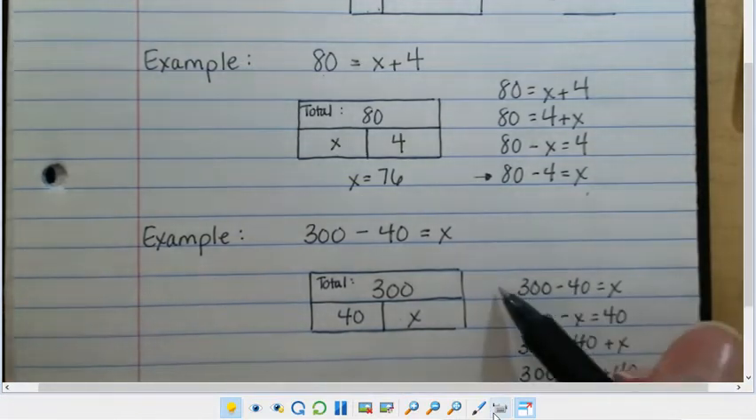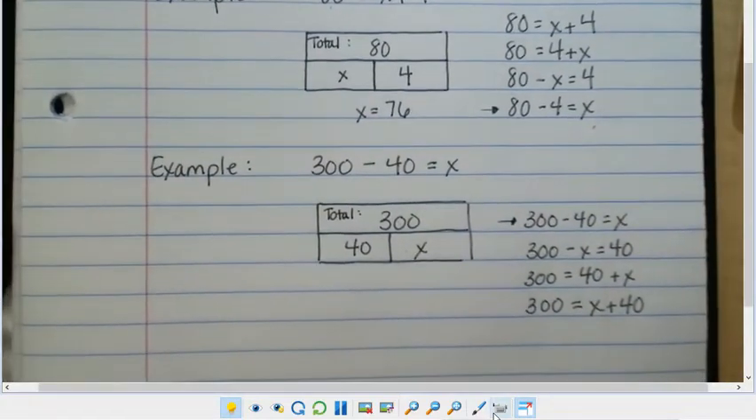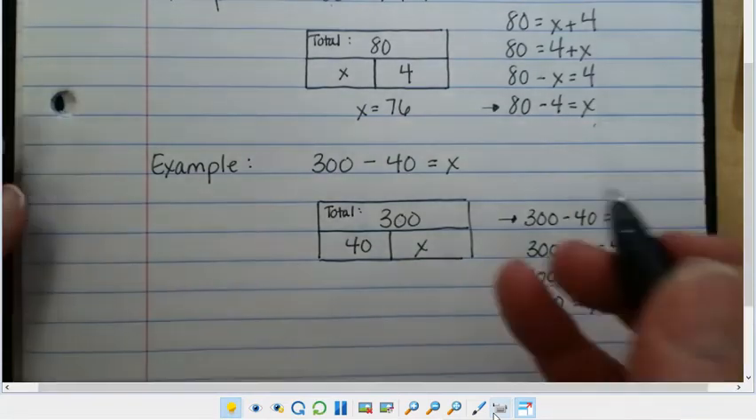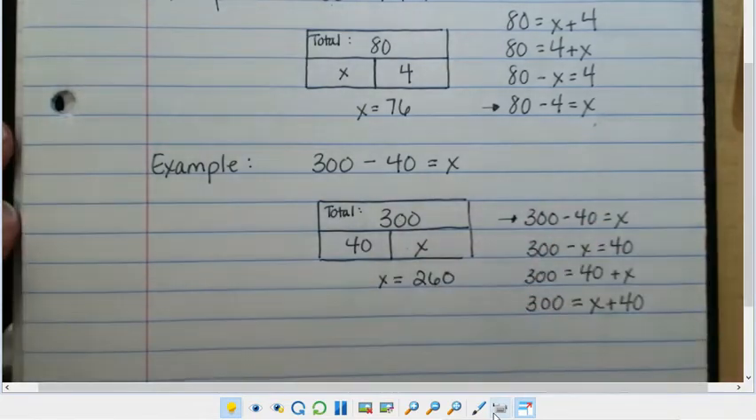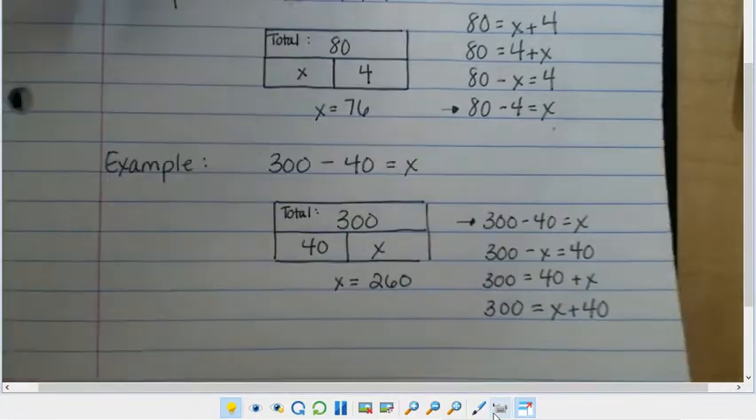Now, the first equation they actually gave me is the easiest one to pull the answer from. So 300 minus 40, x would equal 260 for that one. All right. Now let's try a multiplication problem.